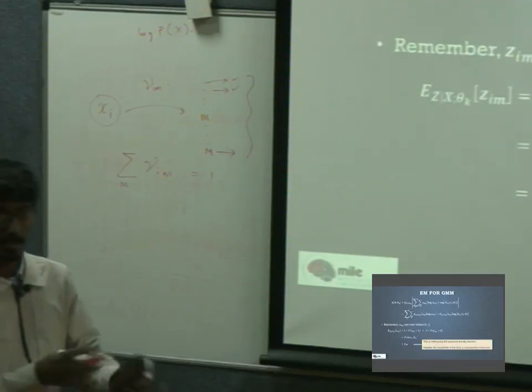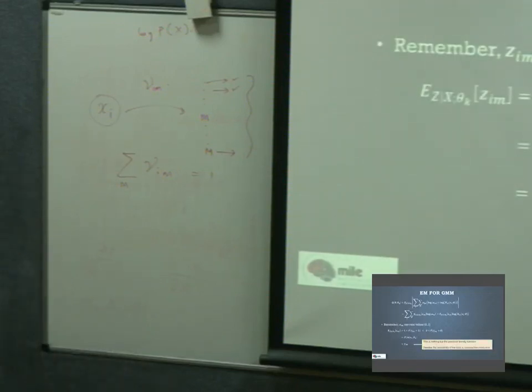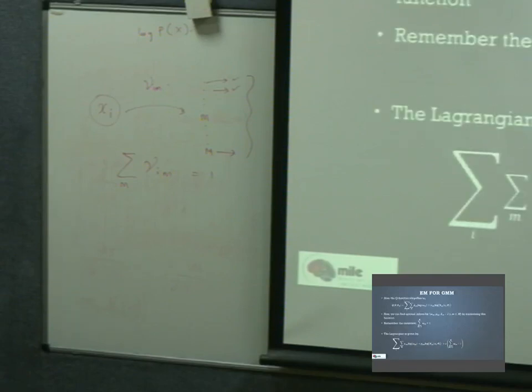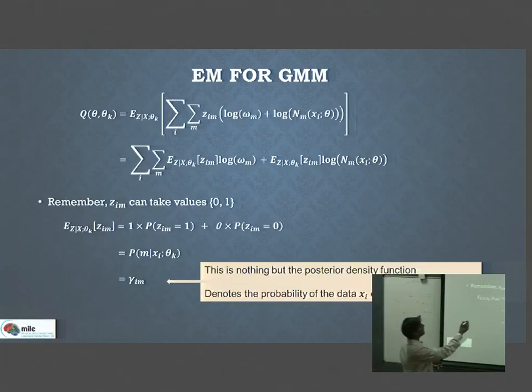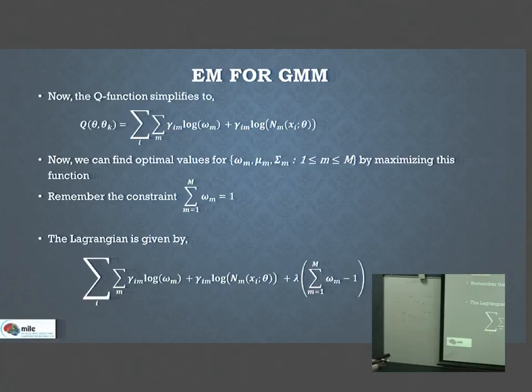Mth Gaussian of the mixture. Okay, so now the Q function simplifies to this term, and similarly, even in the next term, you have only z_im. So whatever the log normal density of the mth Gaussian, it doesn't have any z term. So the same trick applies here, and you get only gamma_im.